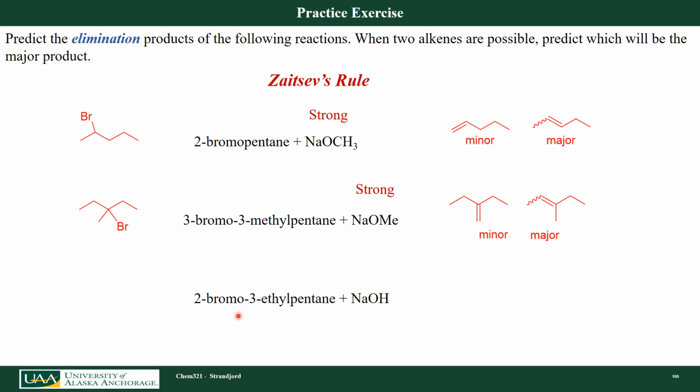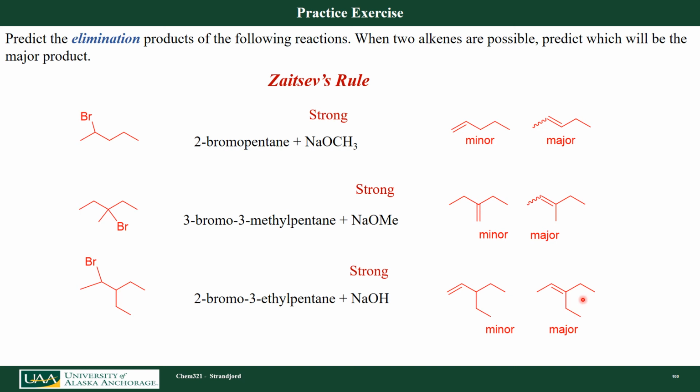If I look down here at the third example, I'm going to redraw 2-bromo-3-ethylpentane. This happens to be a secondary alkyl halide. I'm going to now look for beta hydrogens. I have 3 out here and I have 1 here. I look at my base and it's a strong, small base. Hydroxide is very small, and so I'm going to predict that I'm going to get the Zaitsev product in majority, and that's what we see experimentally. I see the more substituted alkene as being the major product, and the minor product would be the monosubstituted alkene.